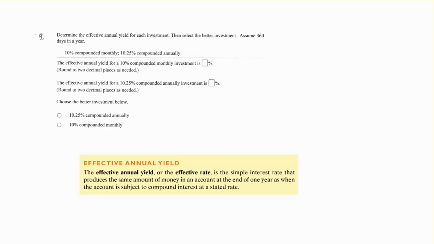Here's the definition. The effective annual yield or effective rate is the simple interest rate that produces the same amount of money in an account at the end of 1 year as when the account is subject to compound interest at a stated rate. Now, what that's really saying is they want us to compare. Now, you notice they did not give us any money.